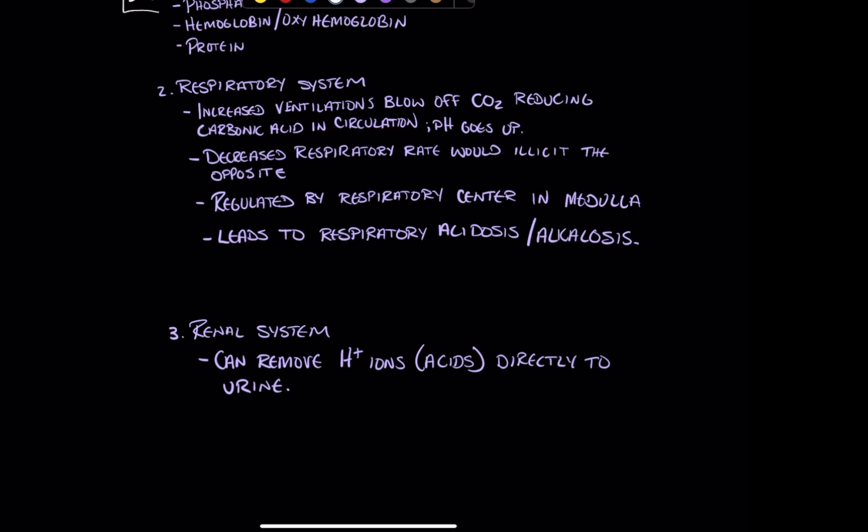Obviously, conversely, the opposite would happen if we decrease our respiratory rate. We're going to retain that CO2, and carbonic acid is going to build up in our system, and our blood will become more acidotic. This is mainly regulated in the medulla of our brain, as with everything else. So remember, we run off of how much carbon dioxide is in our body, and that's based mainly off of our pH alone.